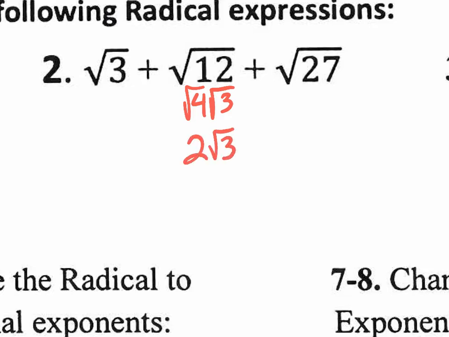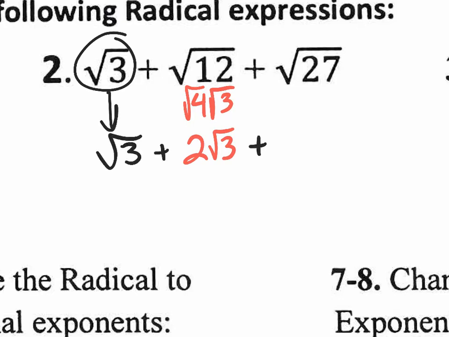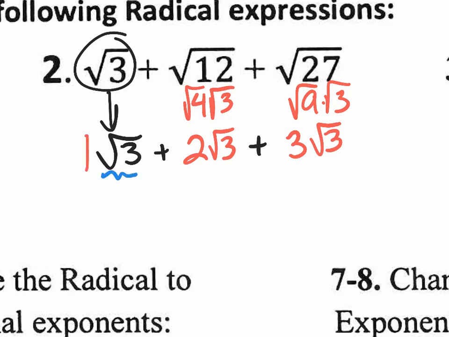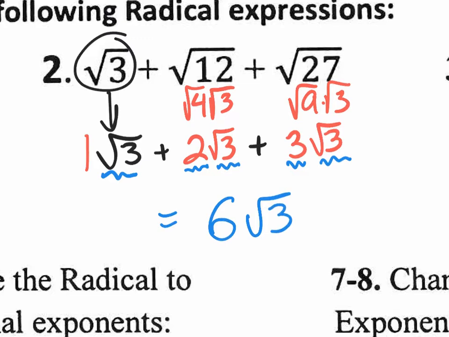Now the first square root of 3 up here, we're not going to mess with it. We're just going to bring it down. And you're adding, and over here we're adding also, and let's do the same for the second one. 27 could be rewritten as 9 times 3, and when you split it, it becomes 3 square root of 3. So the fact of the matter is we have 1 of these square roots of 3's plus 2 of those square roots of 3's plus 3 of those square roots of 3's. We're going to have a total of 6 of those square roots of 3's.